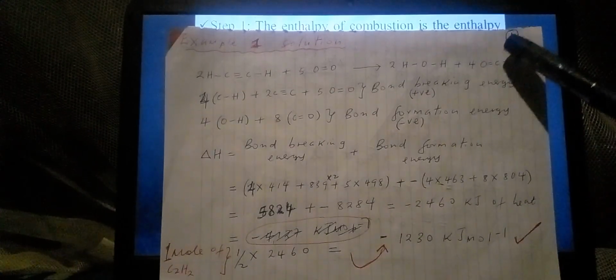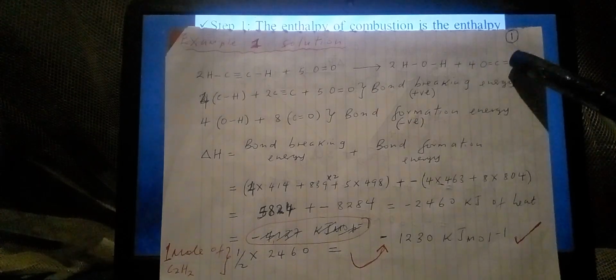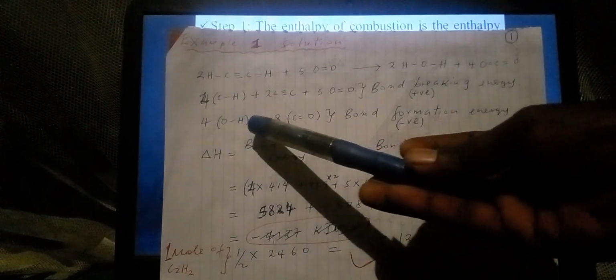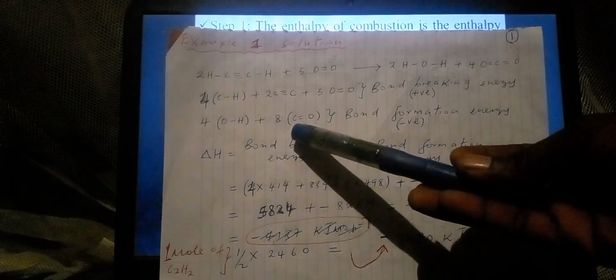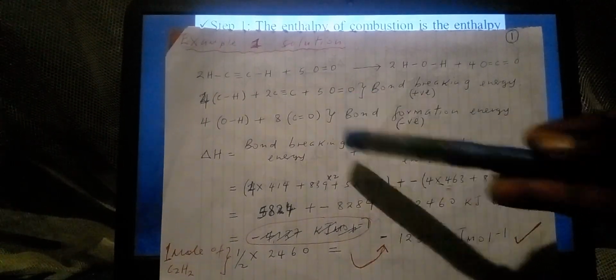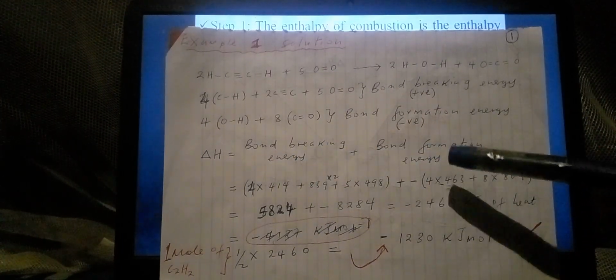But on the product side, we have 2 moles of water and 4 moles of carbon dioxide. Under 2 moles of water, we have 4 moles of oxygen-hydrogen single bond, then 8 moles of carbon oxygen double bonds. This illustrates bond formation, and generally it will be given a negative value. So for us to get an enthalpy change, we shall take bond breaking energy plus bond formation energy.